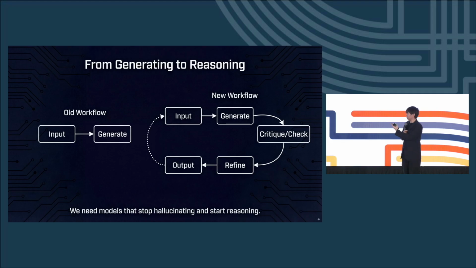So we want to do something similar. After the model generates something, it will do a self-critique or checking stage to make sure what it generated is correct. If it is not correct, it will refine it, and then give you the output. And if it is still not correct, it will go through the entire process again until it gives you a correct image. That means we want a model that is not hallucinating anything. It starts to reason and then generate something that you need.